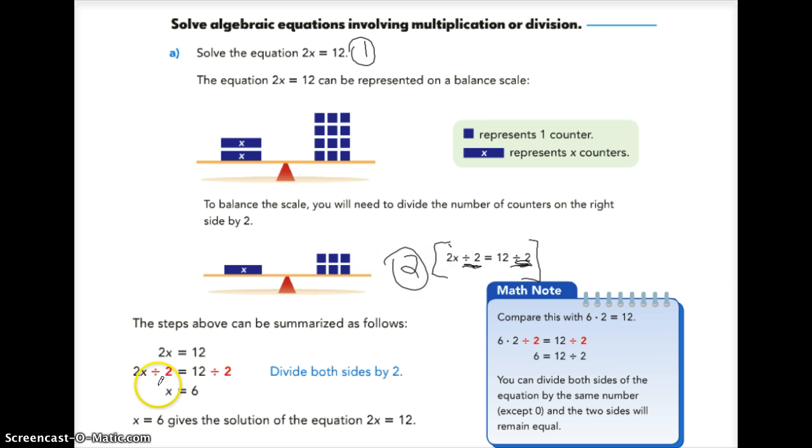When you do that, the 2's cancel each other out, but you still have this on the other side. So 12 divided by 2, and x is now by itself. This is your third step. So you know x equals 6. Your solution is x equals 6. Make sure you pause and write this down. If you need to rewatch it, make sure you do. Here's the next slide.